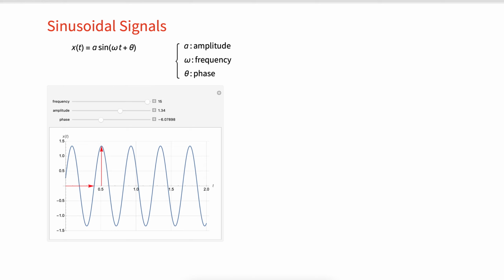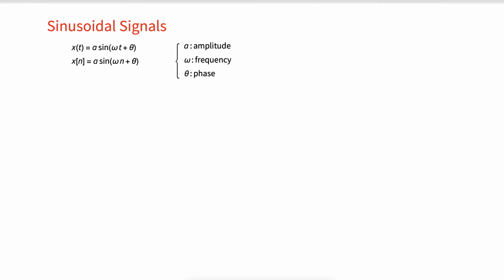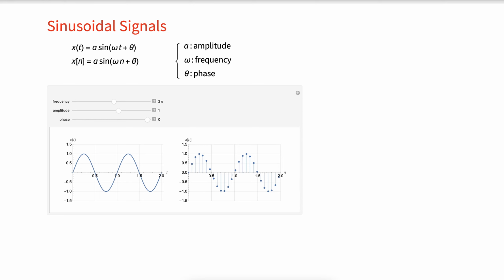Now let's look at the discrete time sinusoidal signal where x[n] is defined as sin(ωn + θ). The difference here is that the independent variable or the time variable n can only take integer values. Plotting x[n] shows the sequence, and if you track its envelope, you can see clearly that it follows the same sinusoidal form as in the case of the continuous time sinusoid.